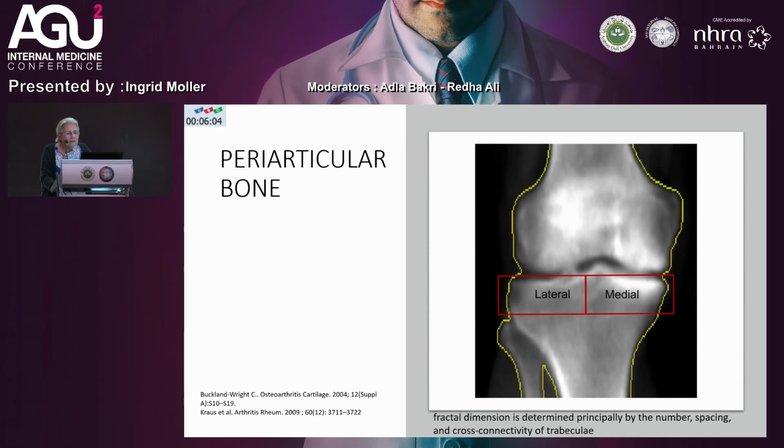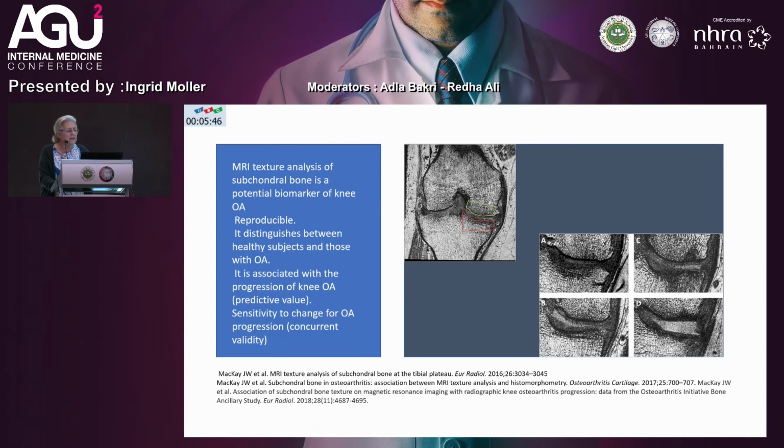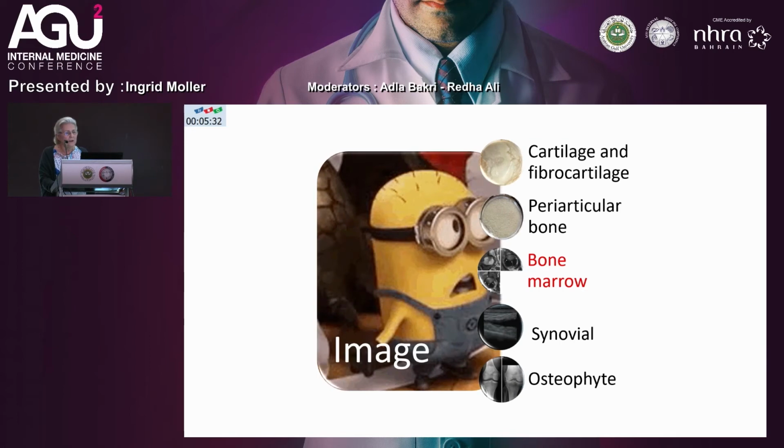And we can do the evaluation by doing this X-ray fractal, where we can see the trabecular bone, as well as the MRI or CT or the DEXA that we also use for osteoporosis. The MRI is probably one of the best ways to evaluate this. MRI texture analysis is really one of the potential biomarkers for knee osteoarthritis.